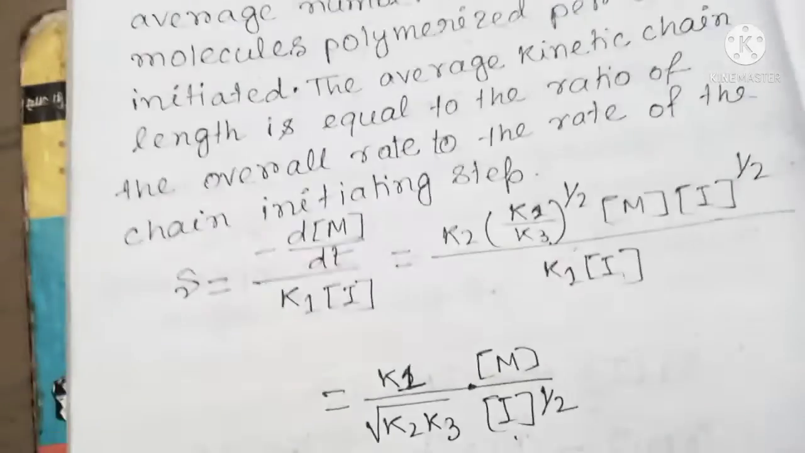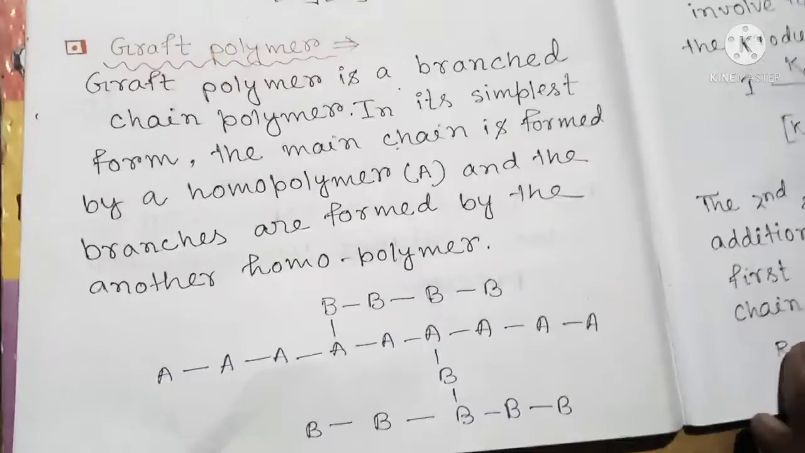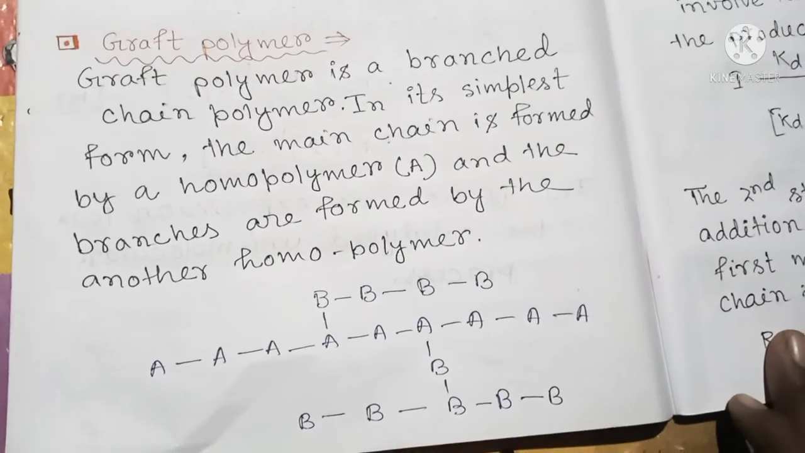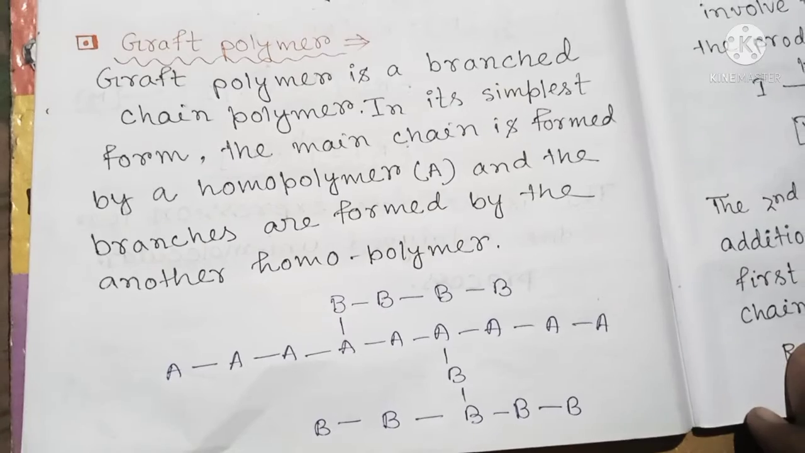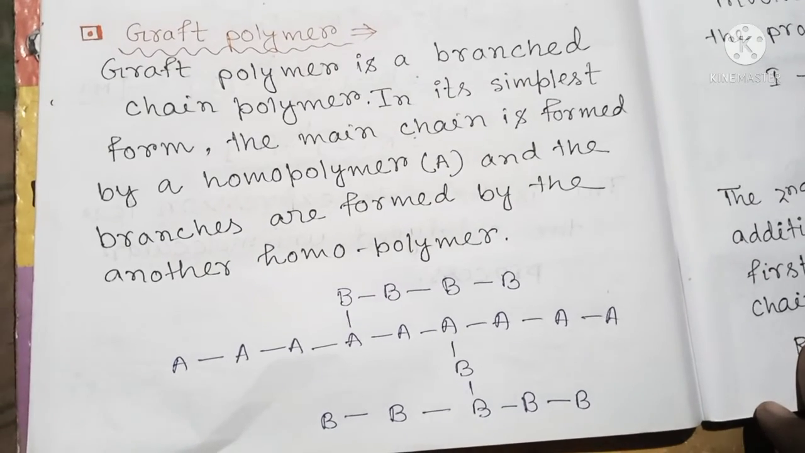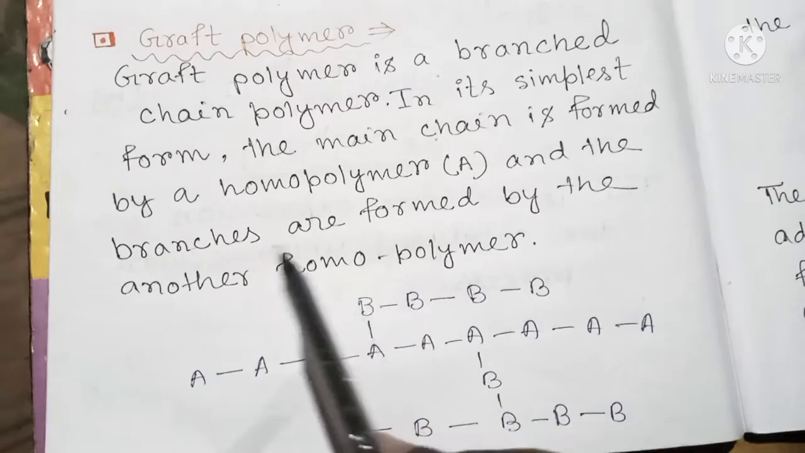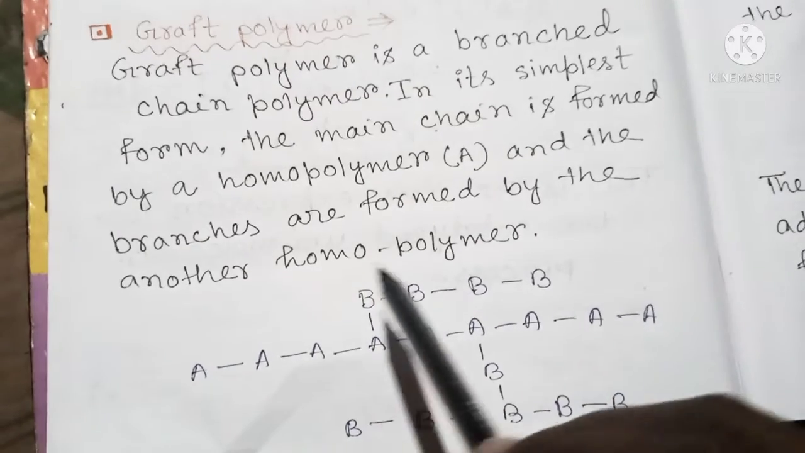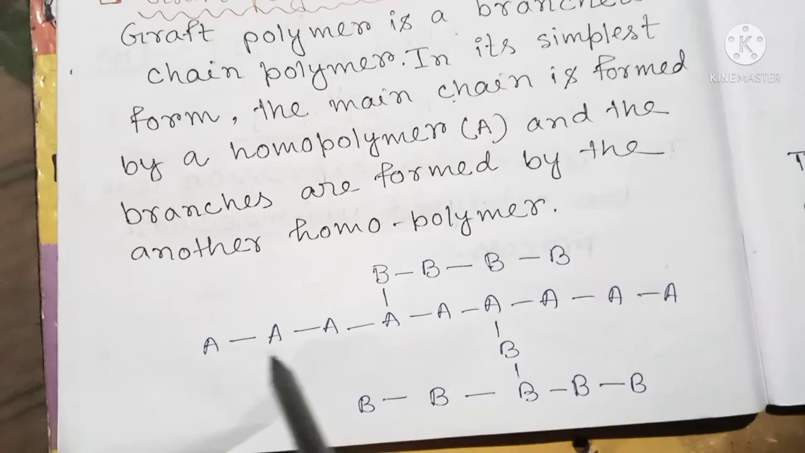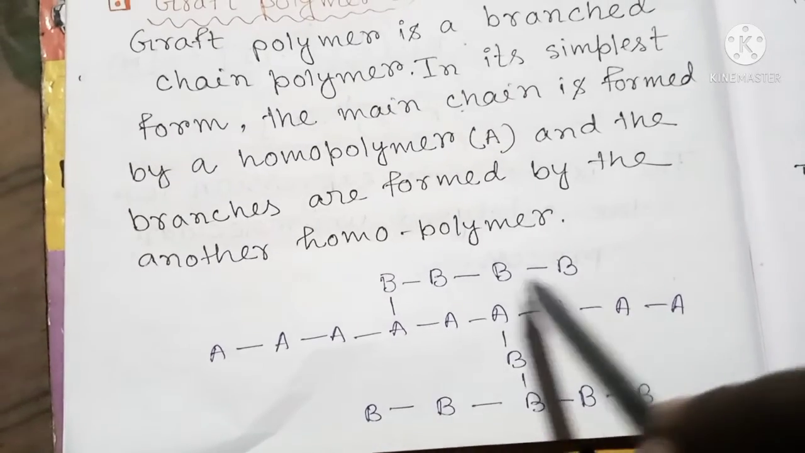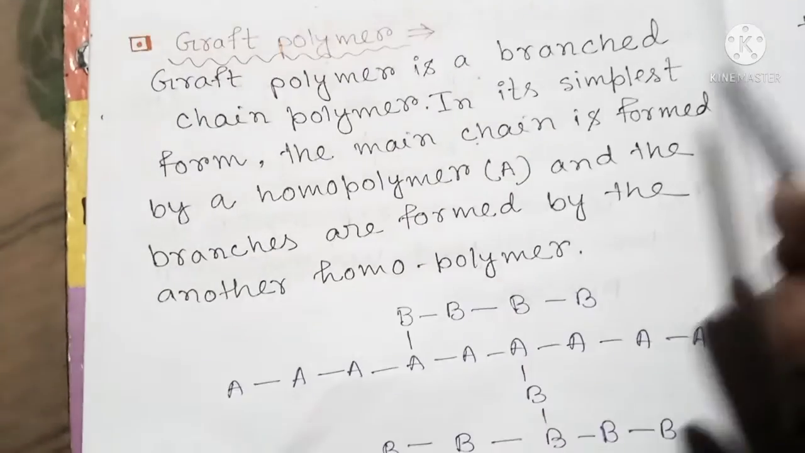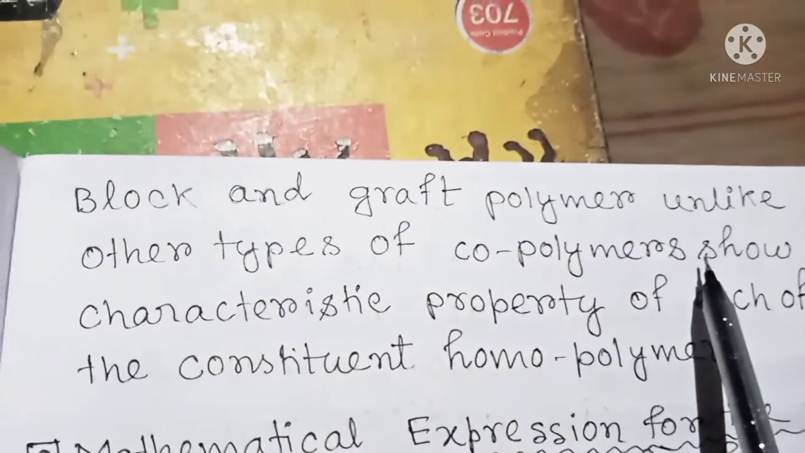Next is graft polymer. What is graft polymer? Graft polymer is a branched chain polymer. In its simplest form, the main chain is formed by a homopolymer and the branches are formed by another homopolymer. Let's see, here the main chain is A and the branches are B. So this is a graft polymer. Block and graft polymers, unlike other types of copolymers, show characteristic properties of each of the constituent homopolymers.